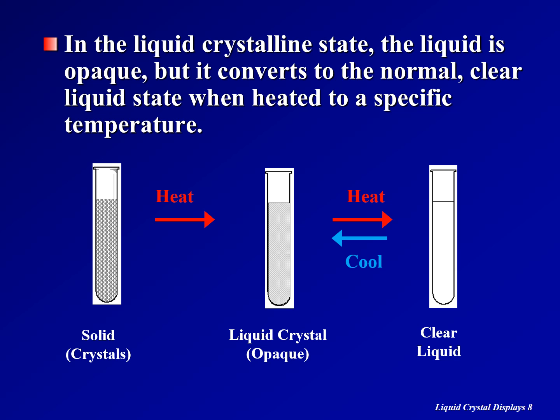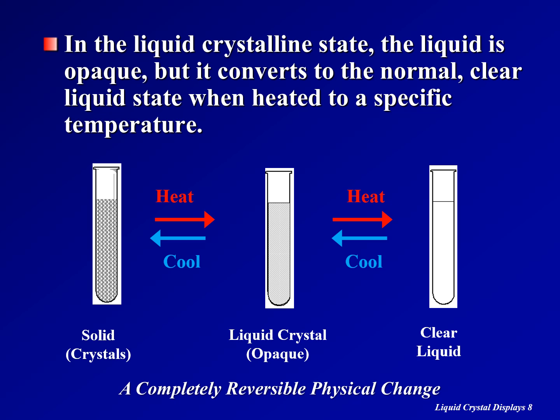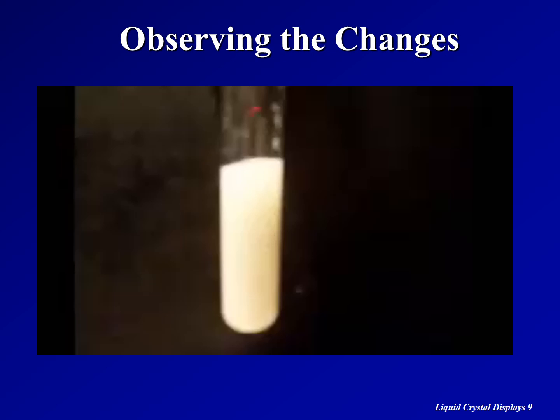When we cool the clear liquid, it will once again form the liquid crystalline state, and precisely at 29 degrees Celsius. On further cooling, the solid state will form precisely at 15 degrees Celsius. There is no change to the chemical structure of the material, so these changes represent a completely reversible physical change. The changes in the states of matter for the compound hexyl cyanobiphenyl are shown in this video. A heat gun is used to heat the tube.